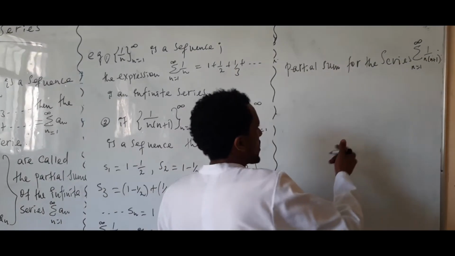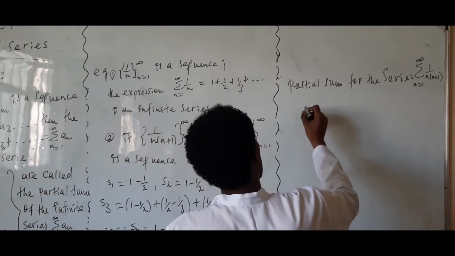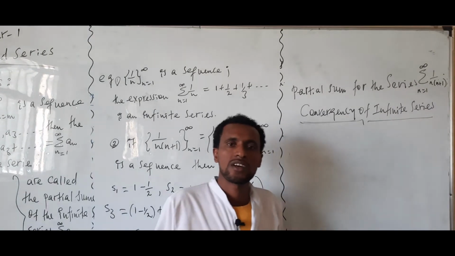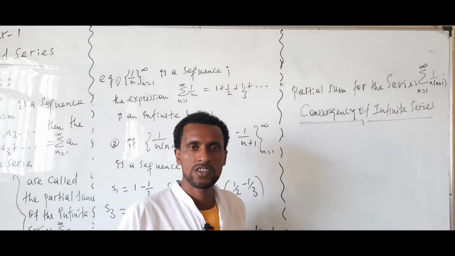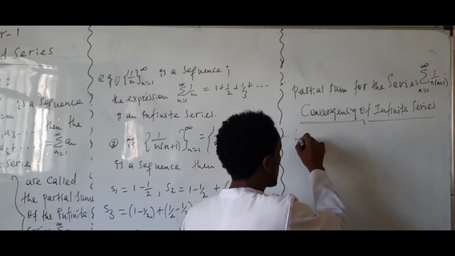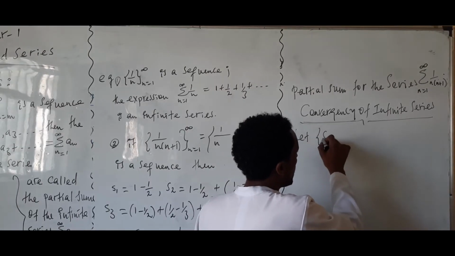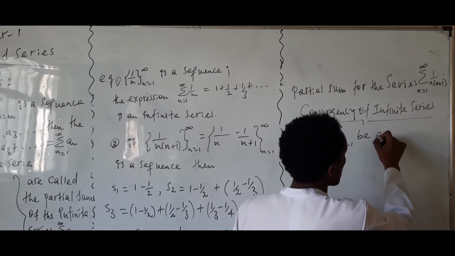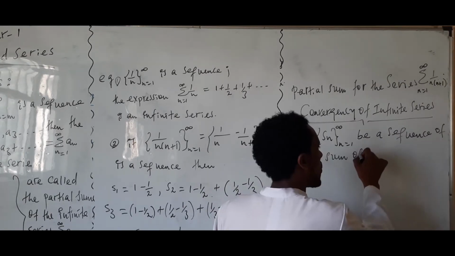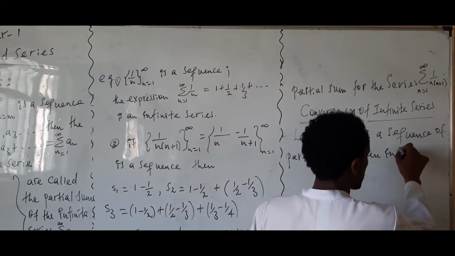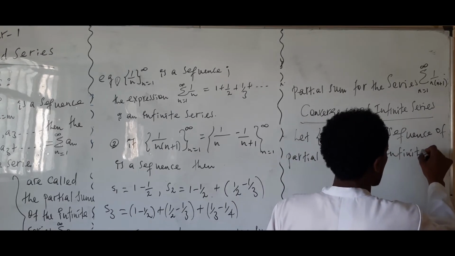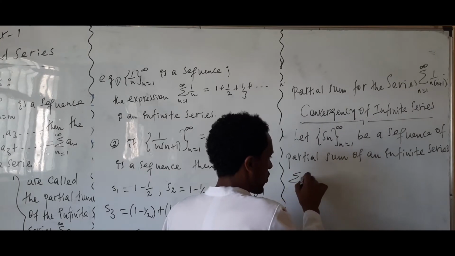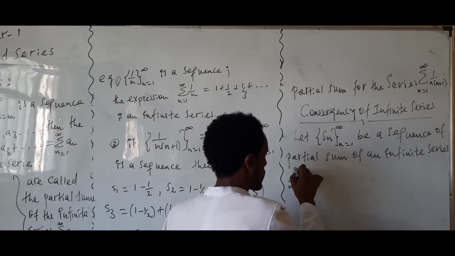The next one that we study is convergence of an infinite series. Let me describe the convergence of the infinite series. Let Sn, n from 1 to infinity, be a sequence of partial sums of an infinite series, the sum of a_n, n from 1 to infinity.